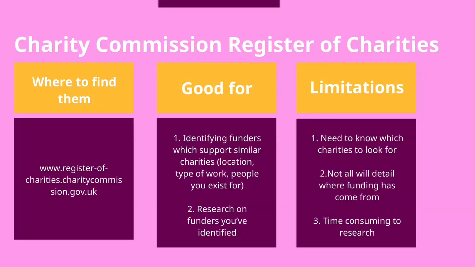Finally, the Charity Commission Register of Charities is useful in two ways. Firstly, for identifying funders which support charities similar to yours, and to complete research on funders to understand who they fund and how much. To look for similar charities to you, find them on the Charity Commission Register via their name or charity number. Then, download the accounts and annual returns for the last few years and look for details of income from grants and contracts. Not all accounts are set out in the same order, and some aren't searchable, so this can take some time.